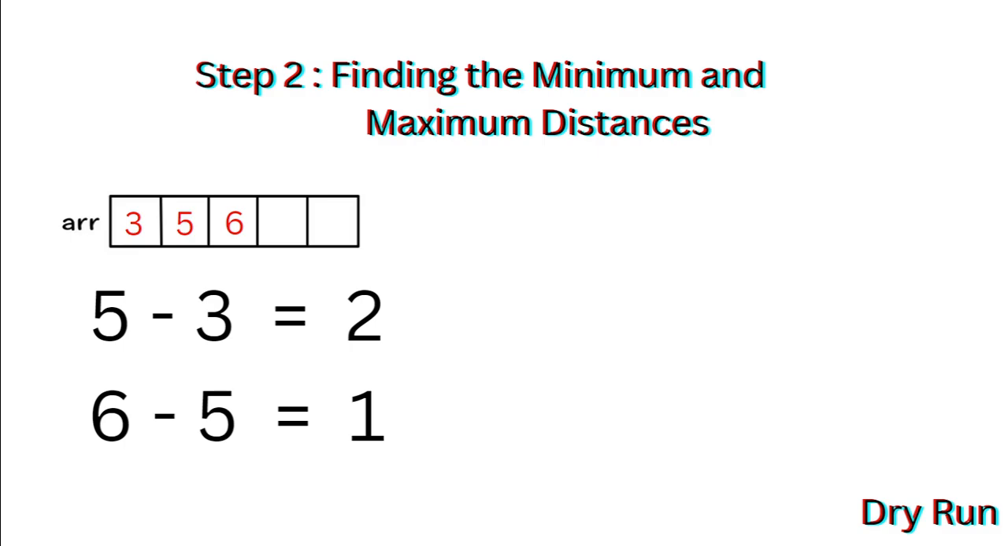So I am subtracting 5 minus 3, 6 minus 5, not 6 minus 3. I think you know about this. If we subtract only with its neighbor, we get the minimum distance. If we subtract the value with an element which is farther than its neighbor, definitely we're going to get a larger distance, not the minimum. So we are taking only its neighbor. Here I got 2 and 1, out of which 1 is the minimum, so I take that one.